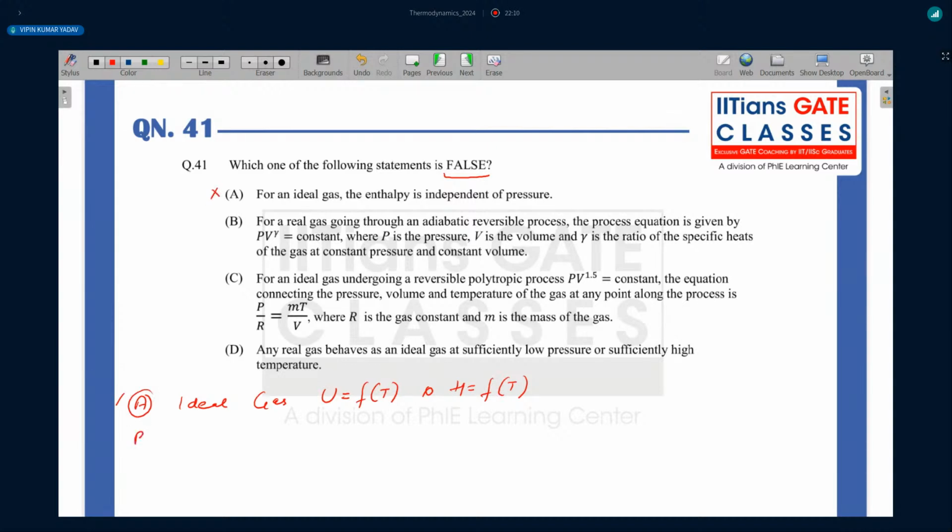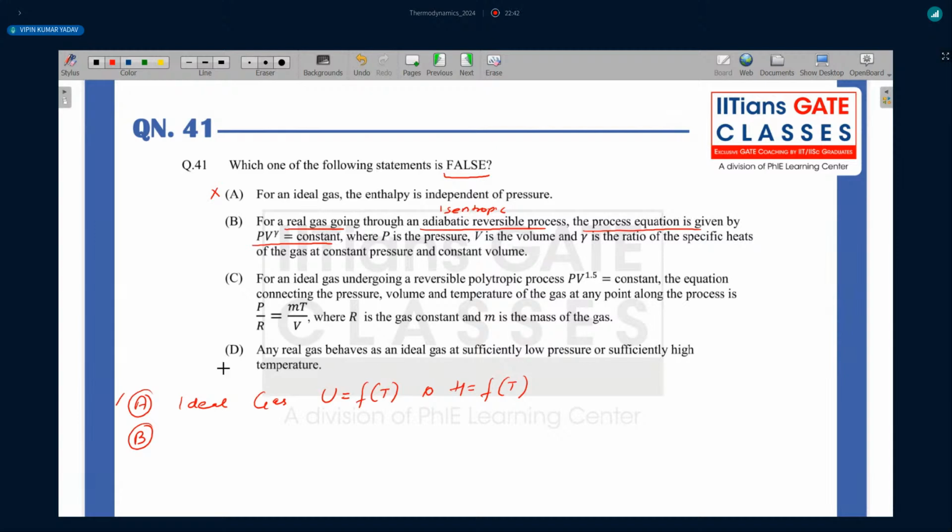What about B? For a real gas going through an adiabatic reversible process. Okay, so what is adiabatic reversible? Isentropic process. The process equation is given by PV^gamma equals constant, where P is pressure, V is volume, and gamma is the ratio of specific heats of the gas at constant pressure and volume. So can you tell me, is it correct or no?